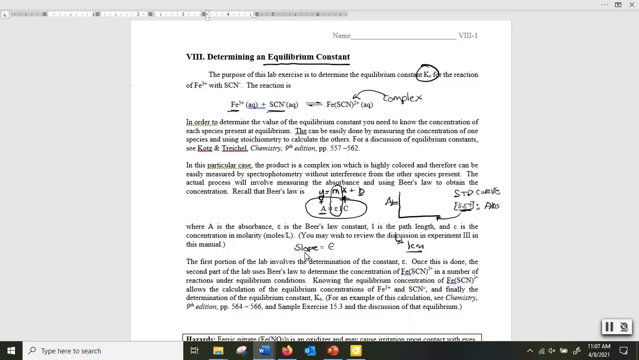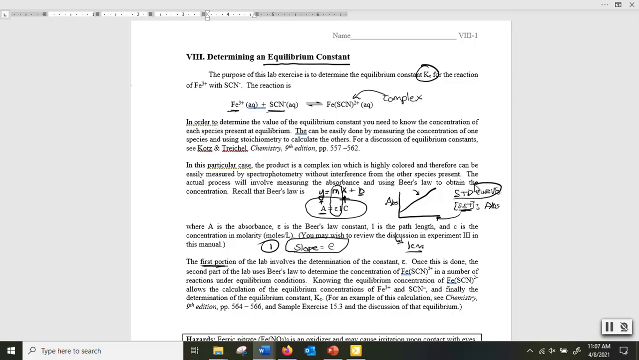Now the path length is 1 centimeter, so we can effectively say that the slope is equal to eta, or the molar absorptivity. And in fact, last time, we didn't worry too much about knowing this particular slope exactly. This time, we're going to be determining that. That's the very first part of the lab, determining eta, or determining the slope for this particular graph.